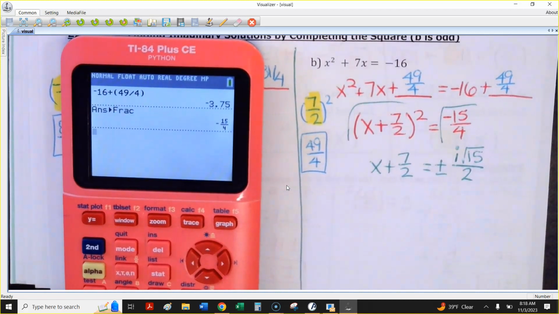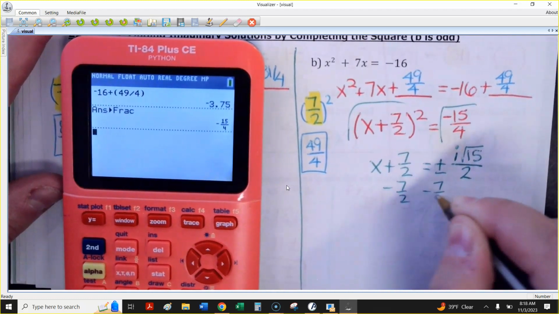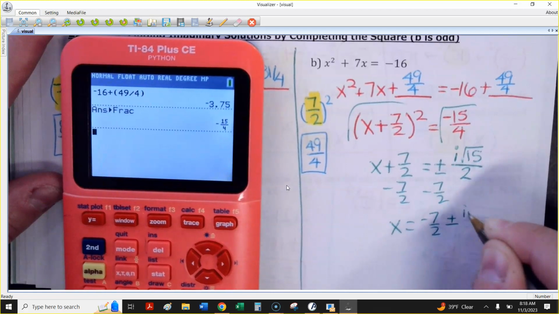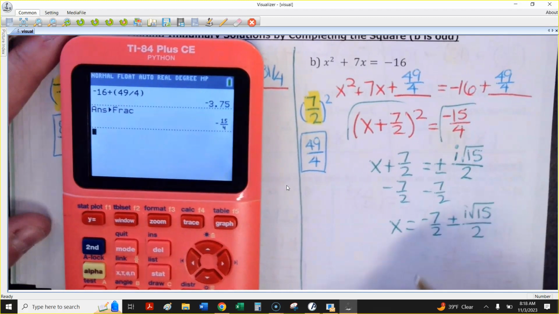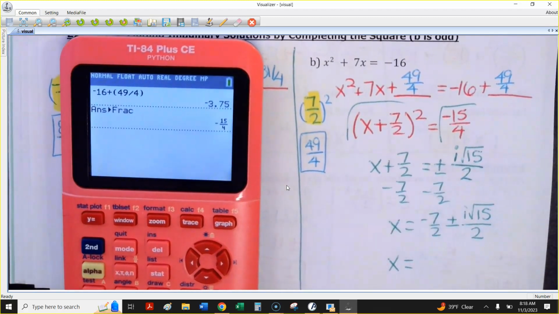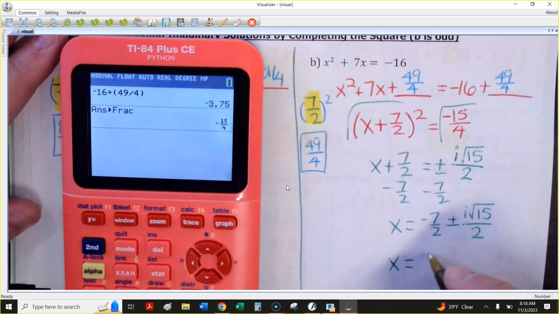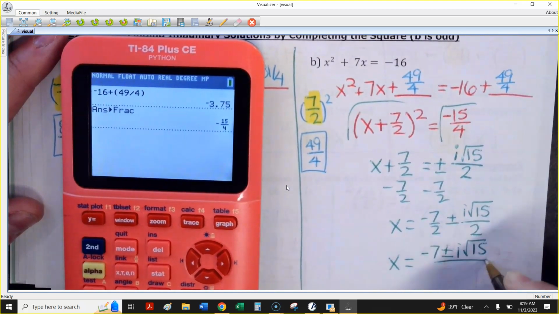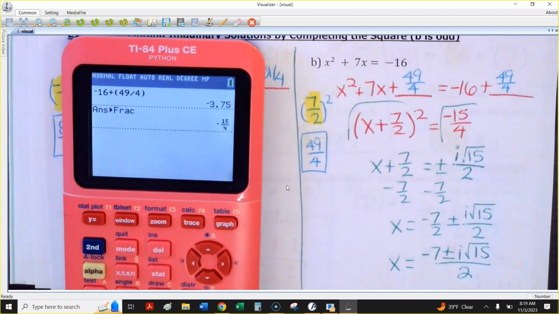The only other thing I've got to do is move that 7 over 2 to the other side. So I'm just going to do that real quick. So I'm going to get negative 7 over 2 plus or minus i root 15 over 2. If you want to leave it like that, that's completely fine. If you want to, though, those are actually fractions with common denominators, so I can write it as one big fraction. You'd have negative 7 plus or minus i radical 15, the whole thing over 2. You can combine those. It's just a little bit tricky looking. Is anybody having a question?